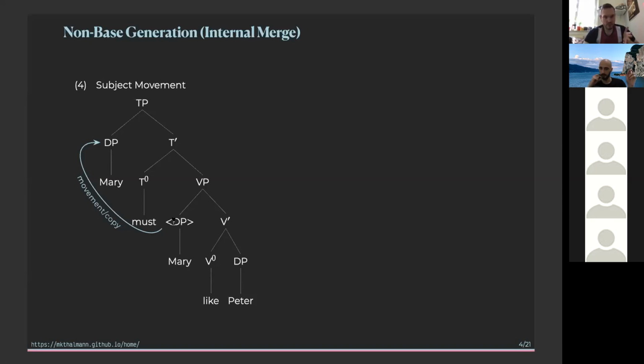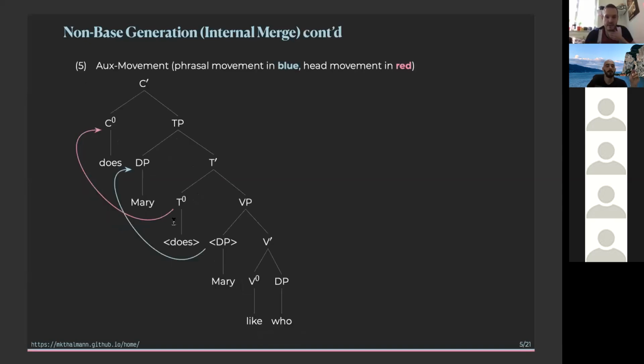So, and then, right, we can move all day long. So something that I do here is I want to go to an interrogative sentence, right? So who does Mary like? And I'll show you the first few steps here. So what we have again is that Mary moves to the specifier of TP, but instead of earlier where we had the modal in T, we now have does, right? And in interrogative sentences, this would move to C, right? It's again internal merge. It's the same thing. I've annotated here the difference between phrasal movement and head movement, but it doesn't matter. You don't have to care about this.